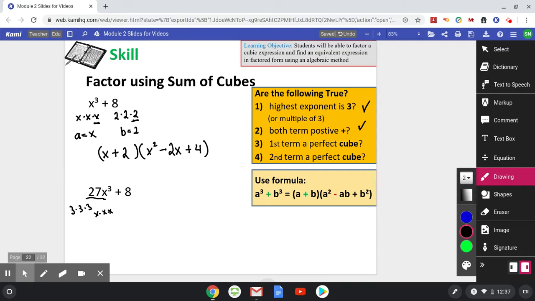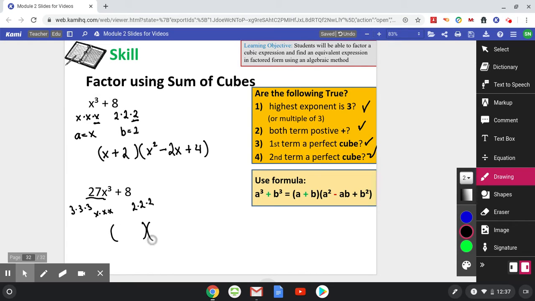Okay, so we said that the 27 works. We're going back to the problem, and the x cubed works. So that one works. Now, is the second term a perfect cube? Is there a number that I can multiply times itself twice and get 8? 2 times 2 is 4, times 2 is 8. That one also works. We will be using the formula.